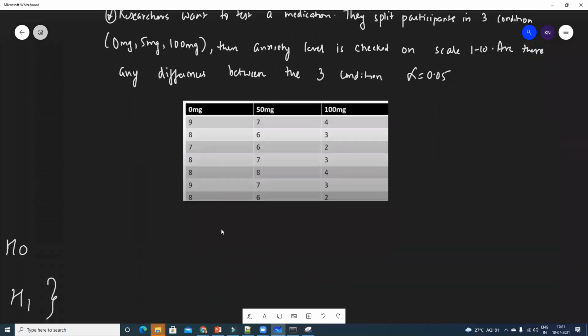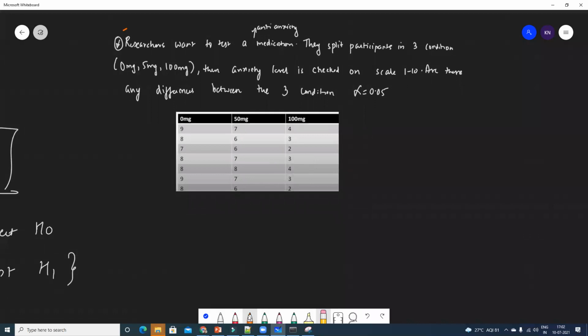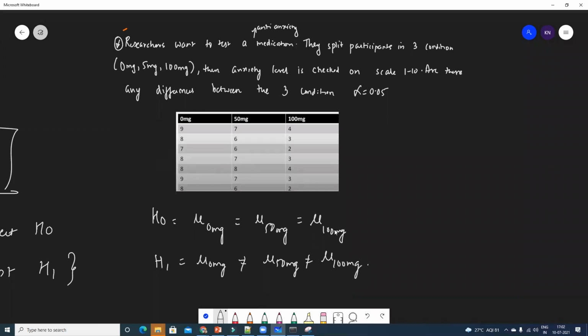Now tell me what will be your alternate and null hypothesis. I think for this kind of scenario, it is very simple. Can I say something like this? My null hypothesis can be mean of 0 mg equal to mean of 50 mg equal to mean of 100 mg. Just to say that there is no difference. Yes. H1 is mean of 0 mg is not equal to mean of 50 mg is not equal to mean of 100 mg. I hope this is very much clear.